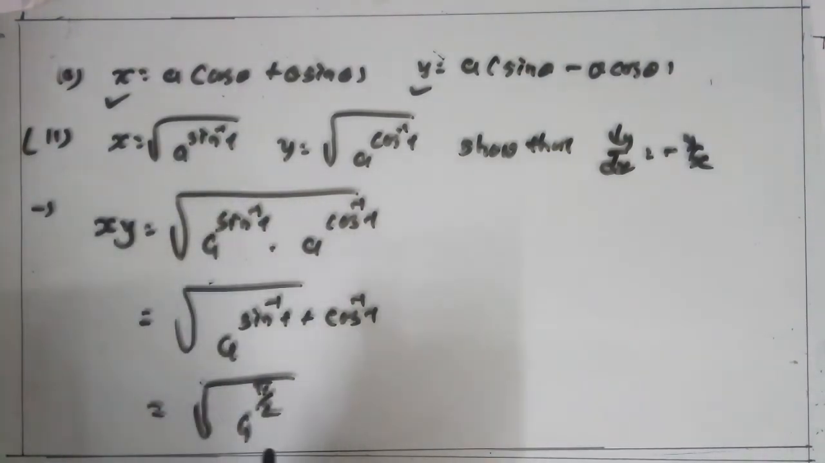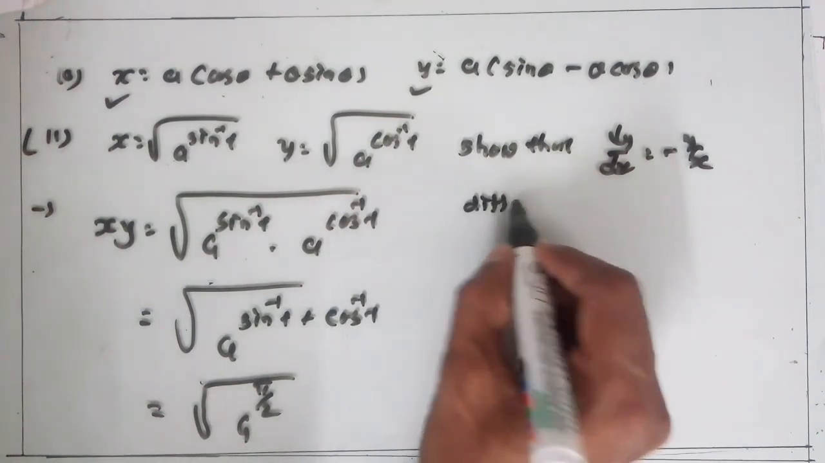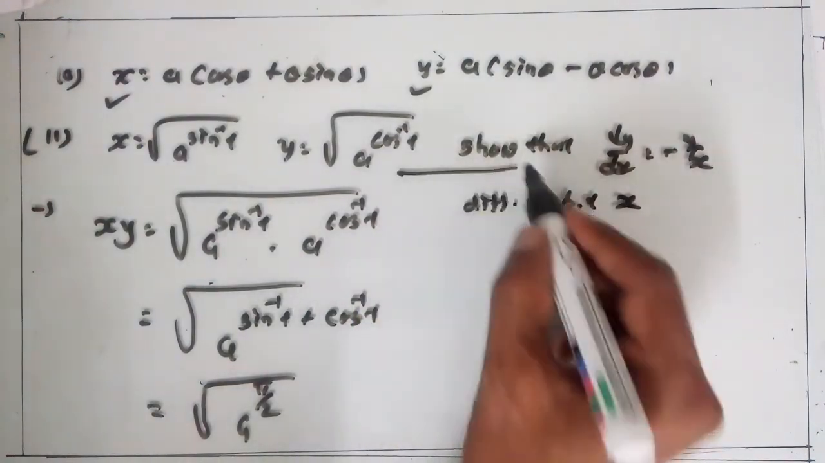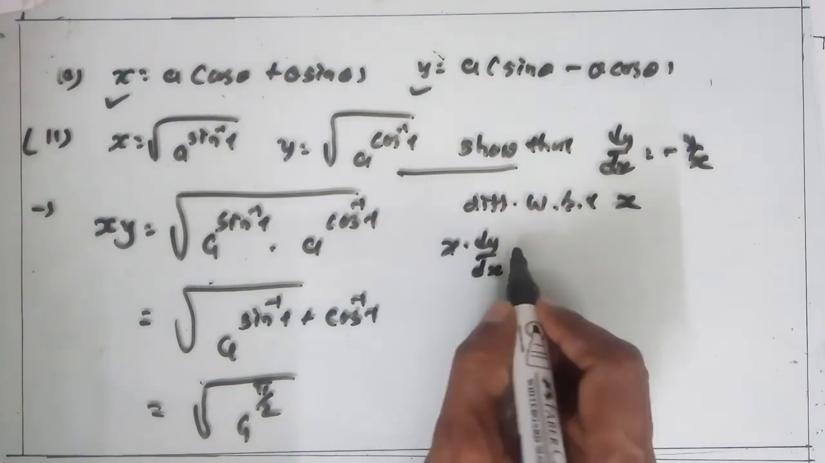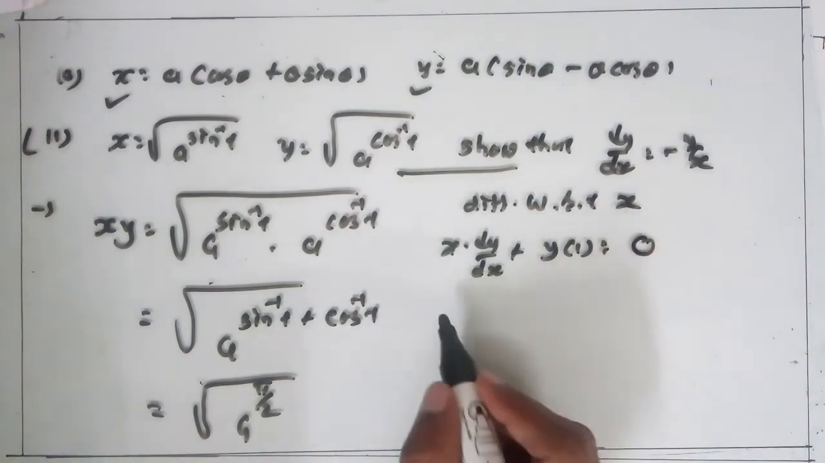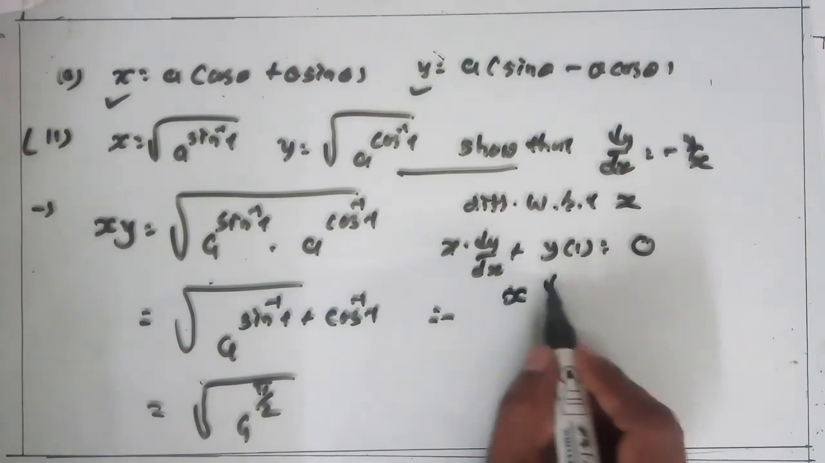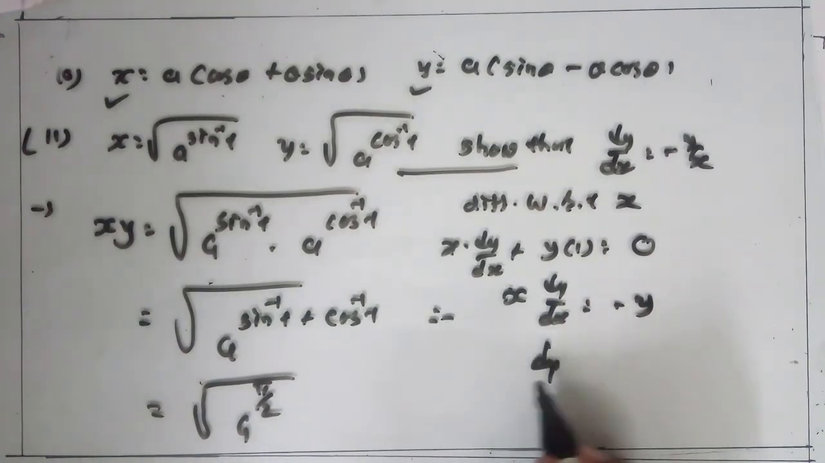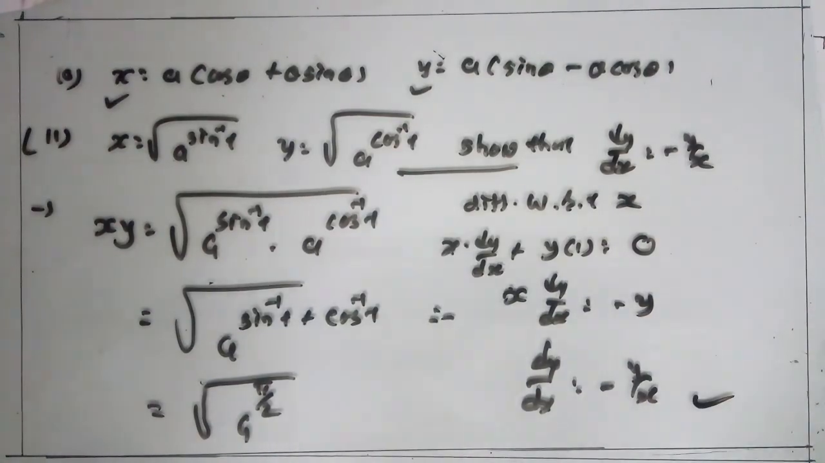And this is a constant term. Now get the derivative of x into y is equal to constant term. Differentiate with respect to x. Here we get x into dy dx plus y into derivative of x, which is 1, is equal to 0. Clear? Therefore, y take this side. So x dy dx is equal to minus y. Therefore, dy dx is equal to minus y upon x. Hence proved. Clear this?